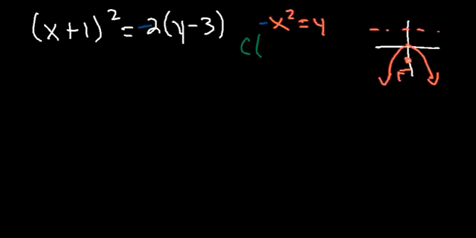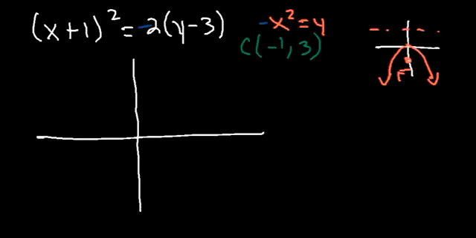So let's find a center. It's negative 1 comma 3. So 1 to the left, up 3. And I actually mean the vertex. I keep calling it the center. So now we need to find the value of p. So negative 2 is equal to 4p. So p, if you divide by 4, that's negative a half. 2 over 4 is 1 half.